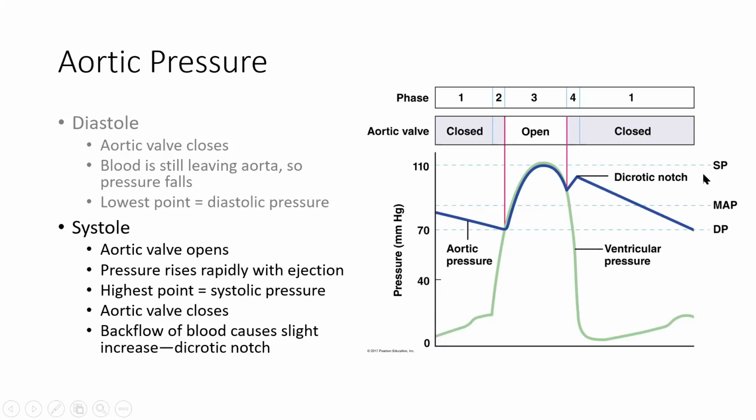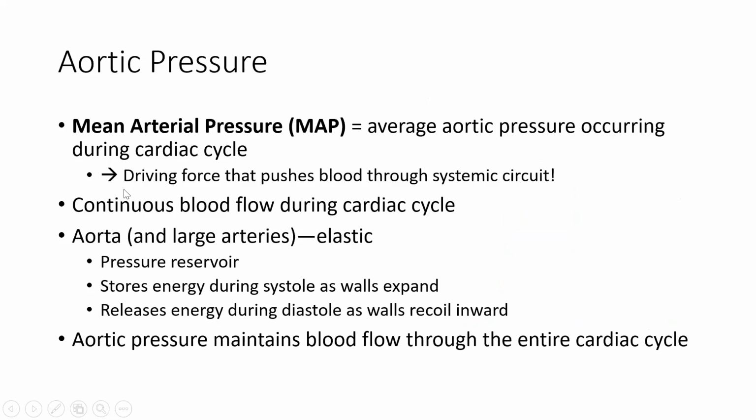So we measure the systolic pressure, the highest point in the middle of phase 3, the middle of systole, and we measure the diastolic pressure, the lowest point at the middle of phase 1, or the middle of diastole. Okay. Now we can take the systolic pressure and the diastolic pressure, and that gives us the MAP, or the mean arterial pressure.